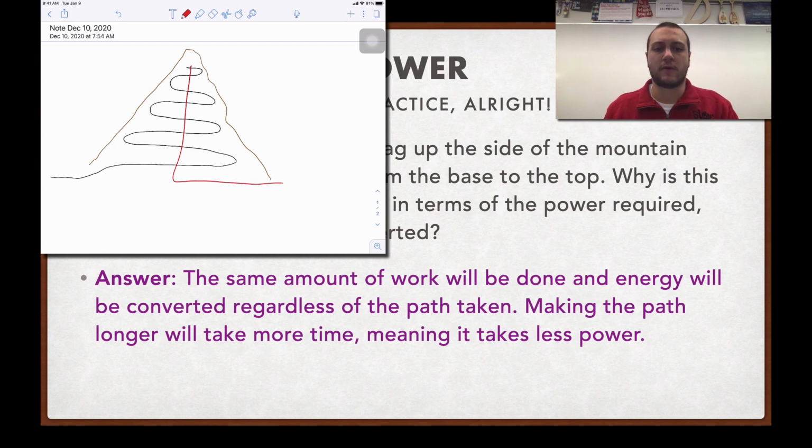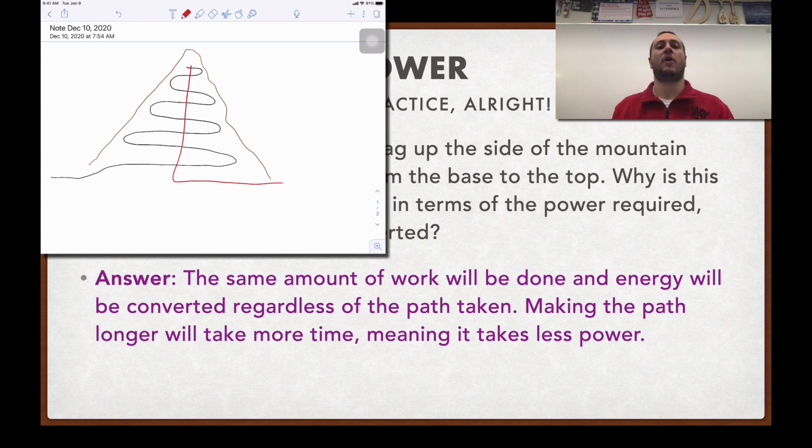So as you go up the mountain, the reason why it is going to be more effective and more advantageous in terms of power to take the zigzag path is going to be based on the amount of time it takes to get up the mountain. So when you zigzag, it is going to extend the amount of time that you're working, which is not going to change the amount of work done. It's going to change the time it takes to do that work. So because that zigzag path takes more time, it is going to use less power, which is going to make it easier in the long run to be able to get up that mountain.